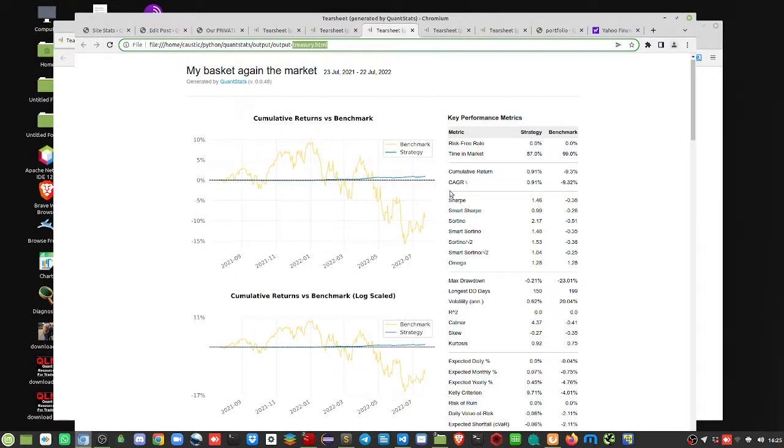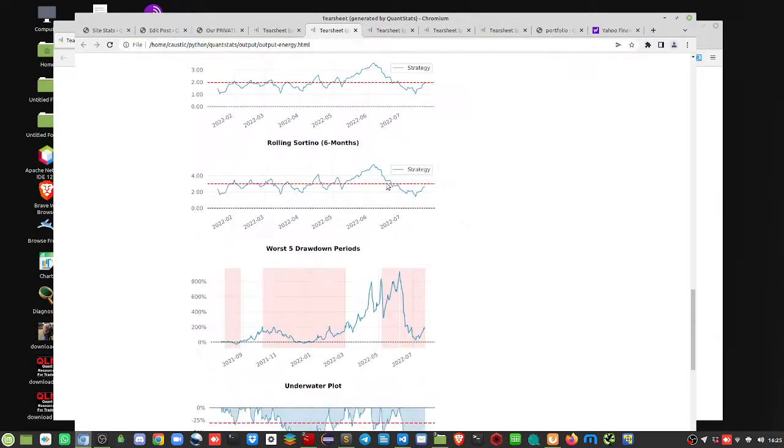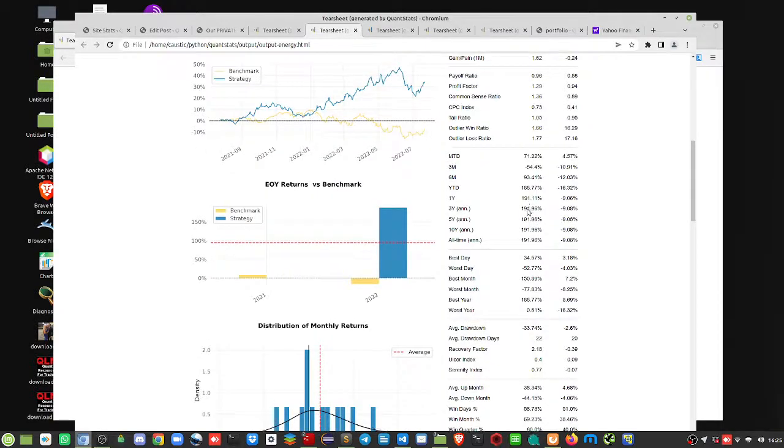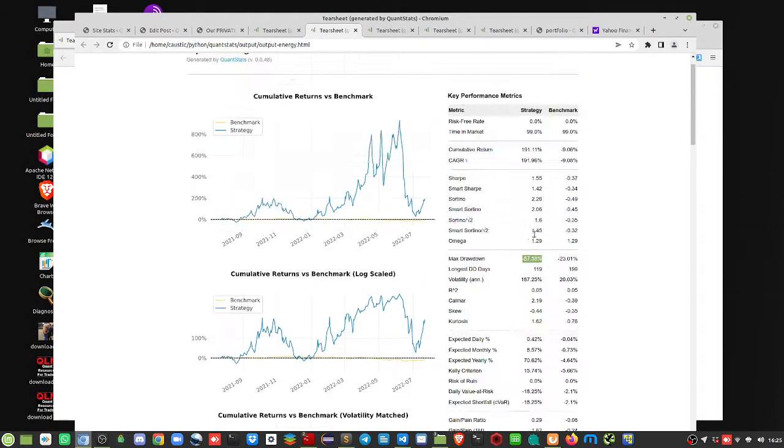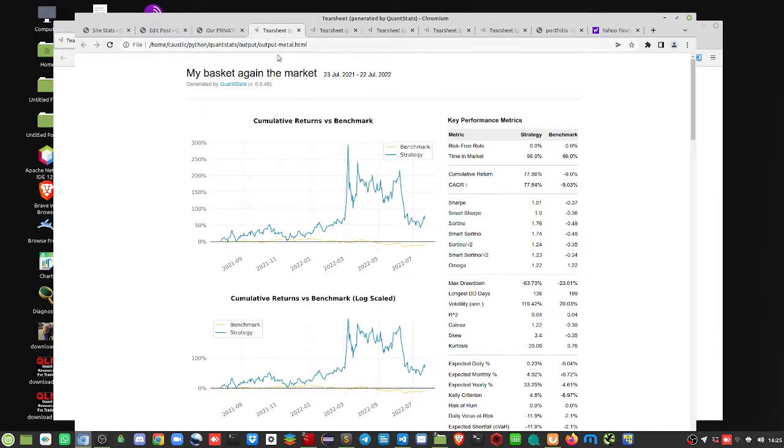1.46, but you're not getting any performance at all, so ask yourself if you really want to deploy capital at that. And the last one here is energy. That one's completely volatile, but you see here Sharpe 1.55, and then metal 1. So which was the best performer?